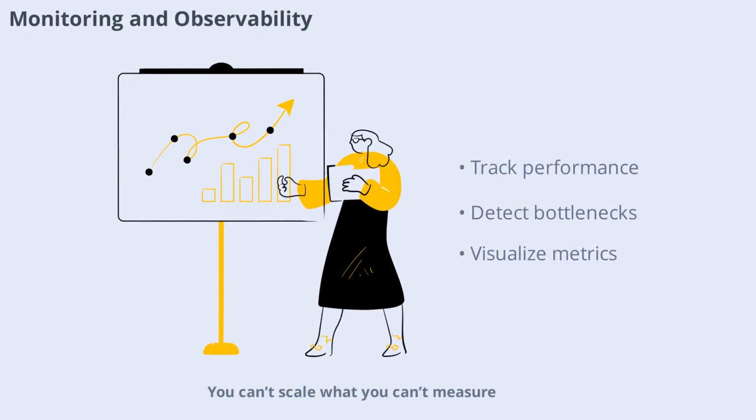You can't scale what you can't measure. Monitoring and observability tools help you track API performance, detect bottlenecks, and identify issues before they impact users. Metrics like response time, error rates, and request volumes provide valuable insights. Tools such as Prometheus, Grafana, or commercial solutions can visualize and alert on these metrics. With proper monitoring, you can make informed decisions about when and how to scale your API.